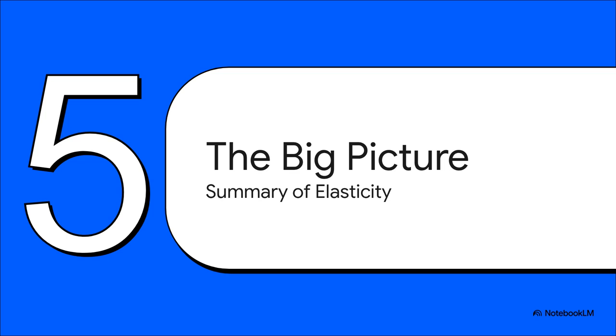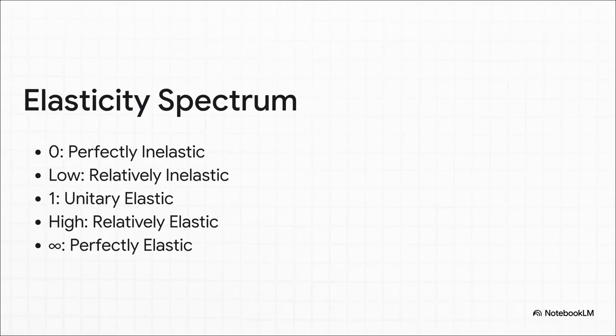Section 5. The Big Picture. Summary of elasticity. So the crucial point is this entire mathematical spectrum we've just mapped out together. It really tells the complete story of human buying behavior. Let's review. At 0, perfectly inelastic, you're buying it no matter what. At a low number, relatively inelastic, you grumble a bit but mostly keep buying. Right at exactly 1, unitary, your reaction perfectly matches the price hike. At a high number, relatively elastic, you are super quick to drop the item for something else. And finally, at infinity, perfectly elastic, one wrong move by the seller, and boom, you are gone forever.